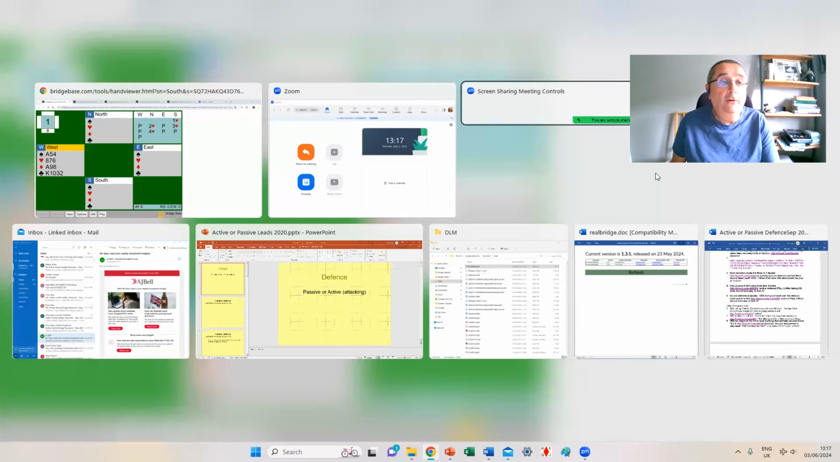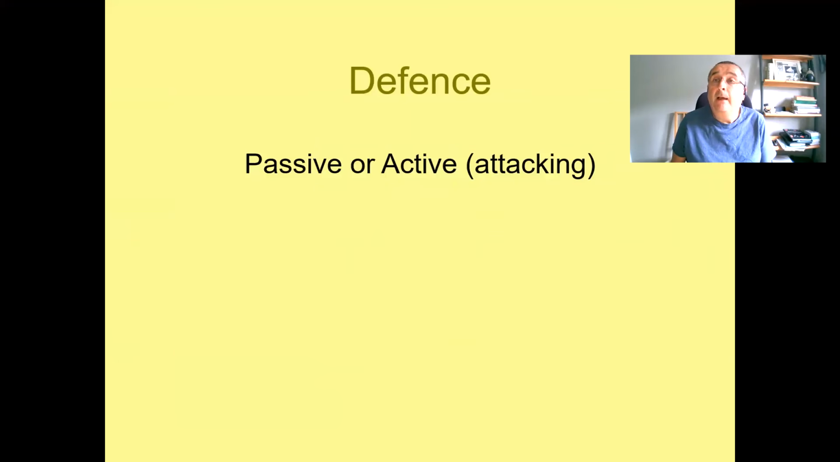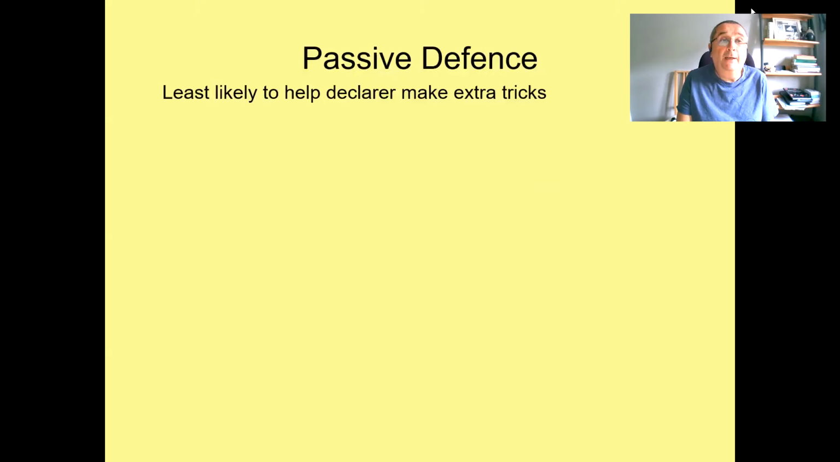And we're going to be looking at defense, and in particular looking at active or passive defense. And we're going to start with a few slides on this topic. Defense is, of course, such an important part of playing bridge, and knowing when to play passively or actively is a key consideration. What we mean is that in many situations, a passive defense is a defense that's least likely to help declarer make any extra tricks.